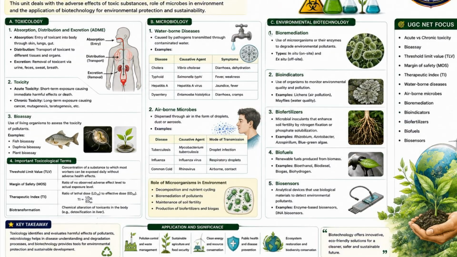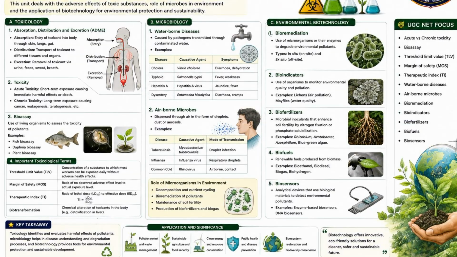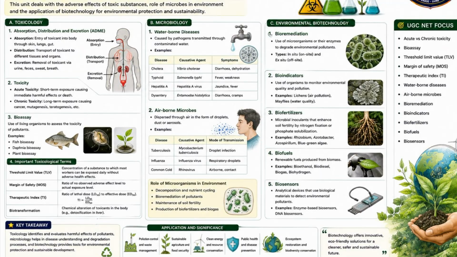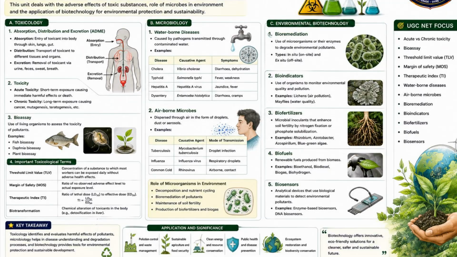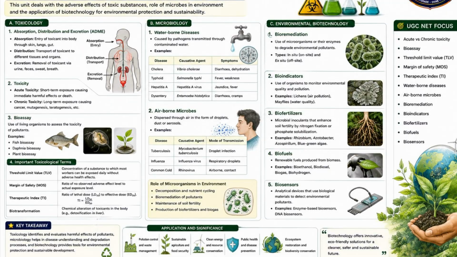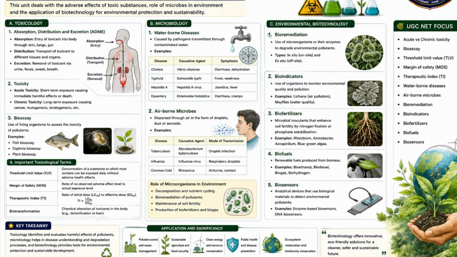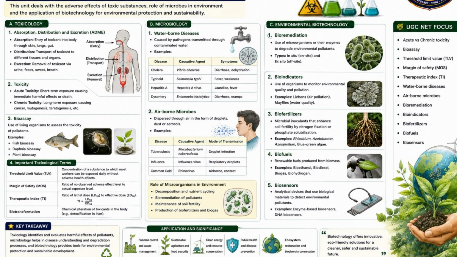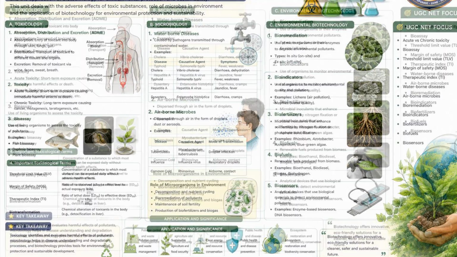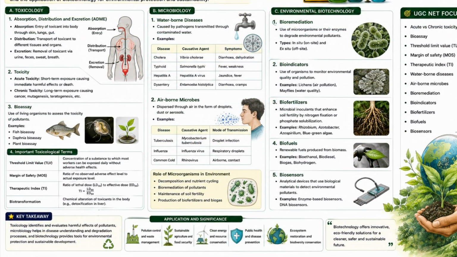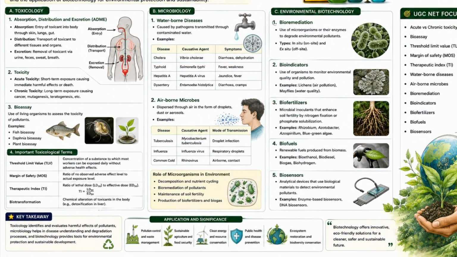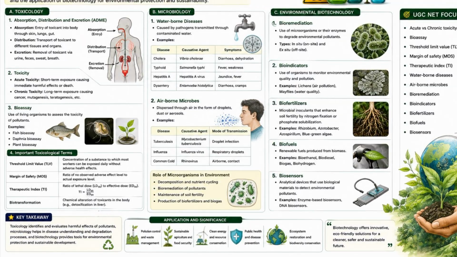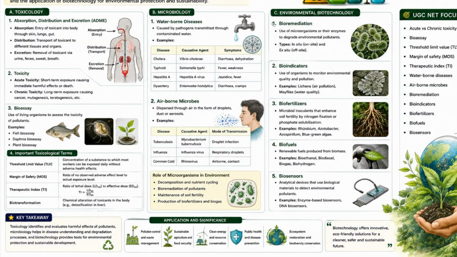Based on the duration and intensity of exposure, toxicity may be classified into acute toxicity and chronic toxicity. Acute toxicity results from short-term exposure to high concentrations of toxic substances and produces immediate harmful effects. Chronic toxicity develops due to prolonged exposure to low concentrations of toxic agents and may lead to cancer, mutagenesis, teratogenesis, and other long-term health effects.